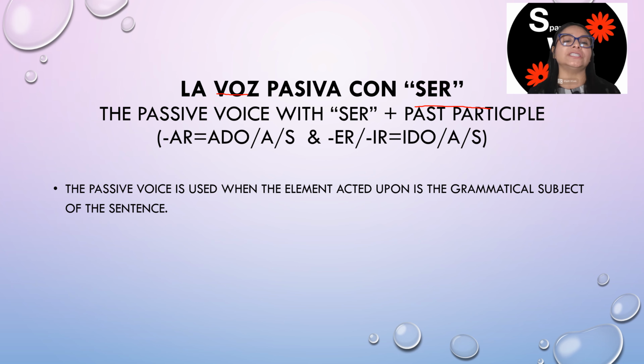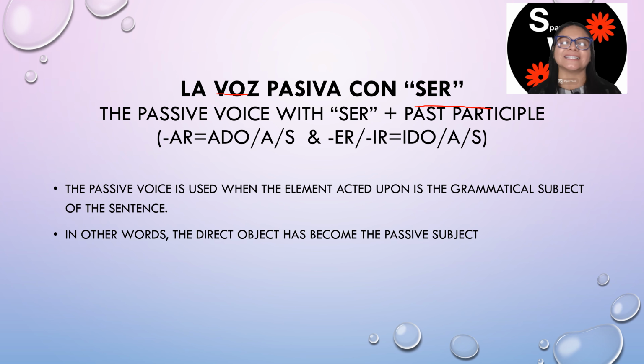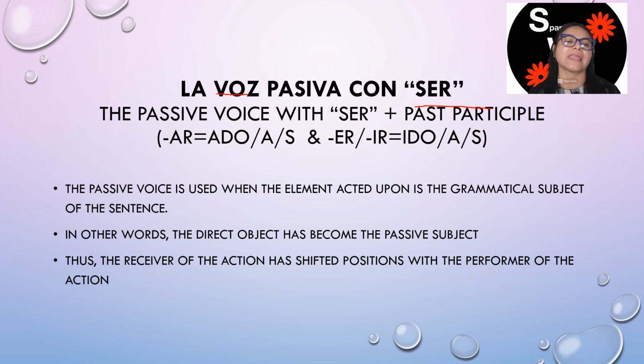The passive voice is used when the element acted upon is the grammatical subject of the sentence. We'll see those in a few minutes. In other words, the direct object has become the passive subject. Thus, the receiver of the action has shifted positions with the performer of the action. So in this case, whatever was the direct object becomes the subject of the sentence.